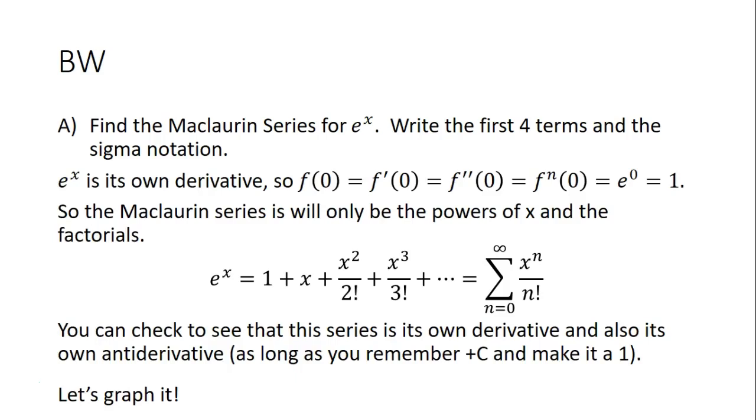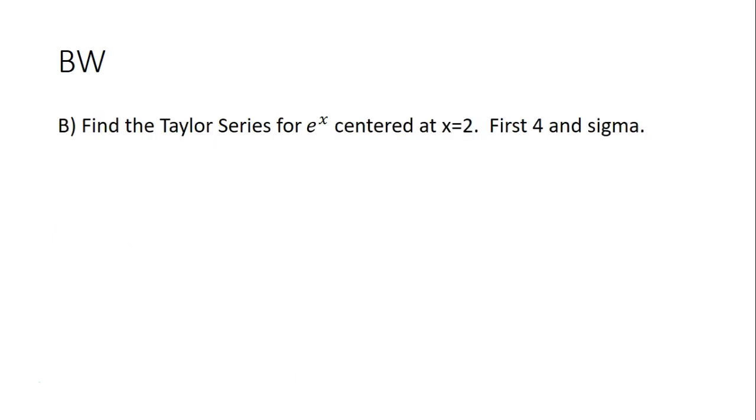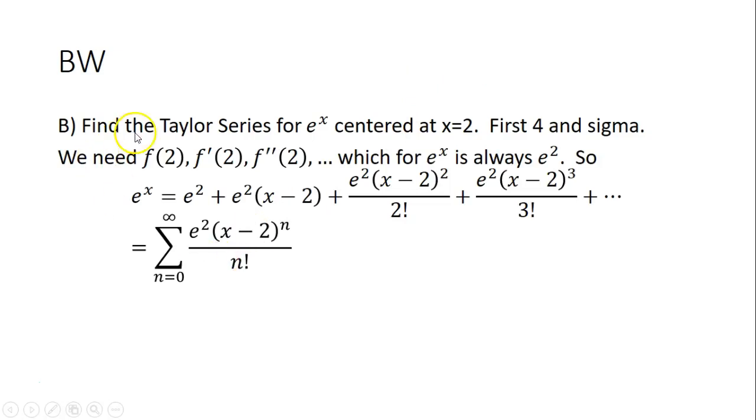Okay, so there's our thing, we graphed it. Awesome. So now we want to do the Taylor series for e to the x centered at x equals 2. We're going to find the first four terms, and we're going to give sigma notation. So centered at x equals 2, we need f of 2, f prime of 2, f double prime of 2. For e to the x, that's always e squared, excuse me.